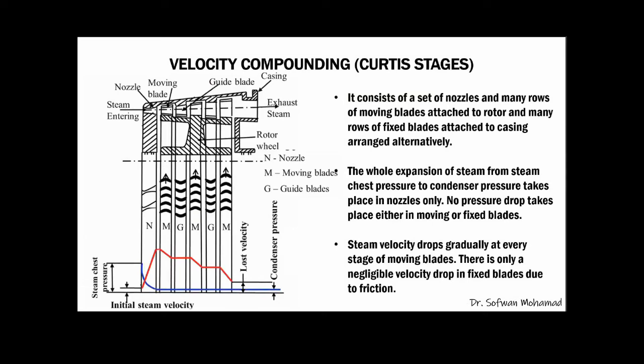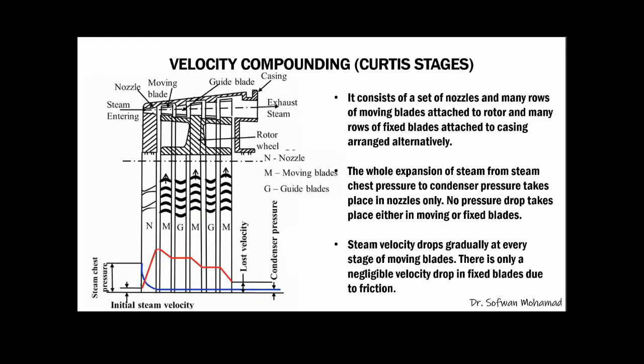The velocity compounding, unlike pressure compounding, only consists of a set of nozzles and many rows of moving blades attached to the rotor and many rows of fixed blades attached to the casing, which are arranged alternatively. So in velocity compounding, we only have one nozzle or one set of nozzles.